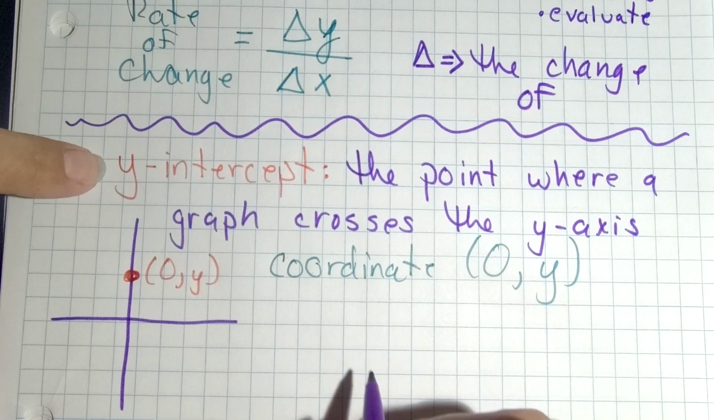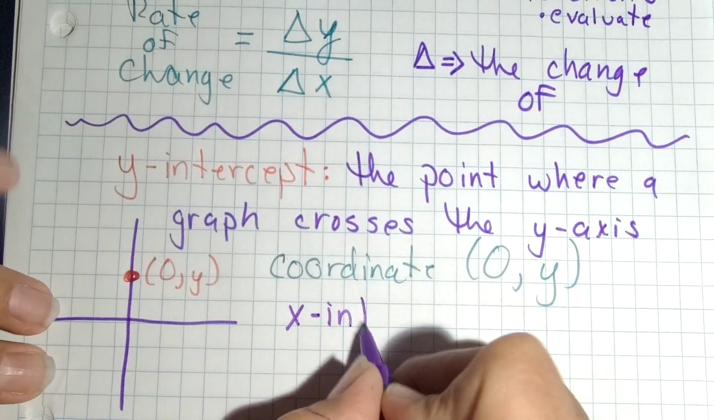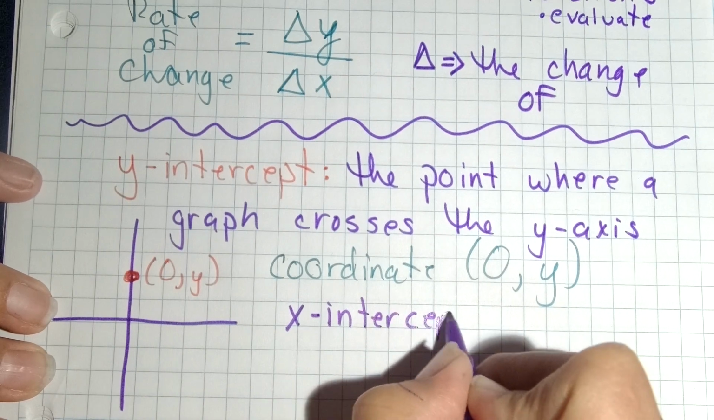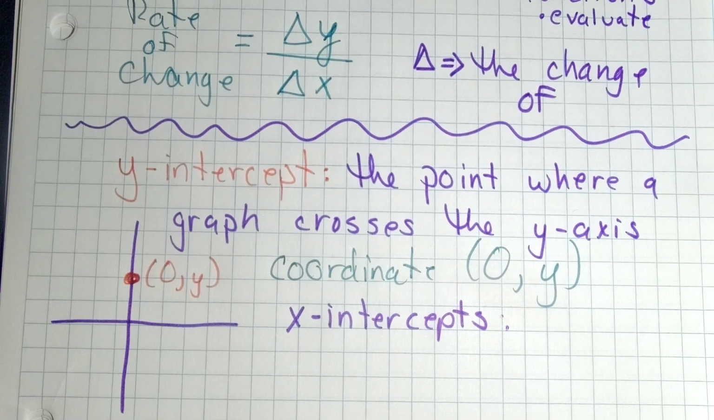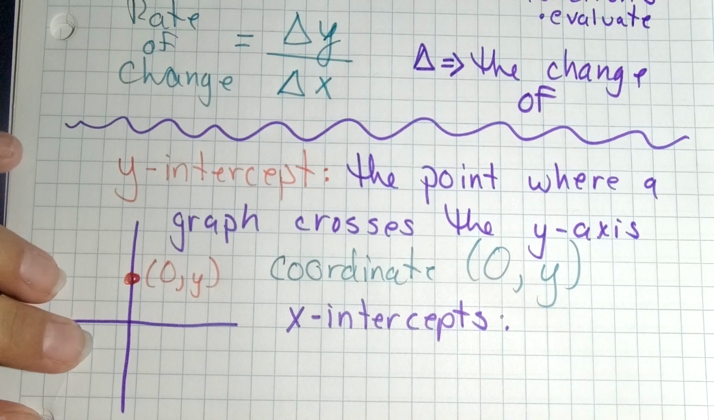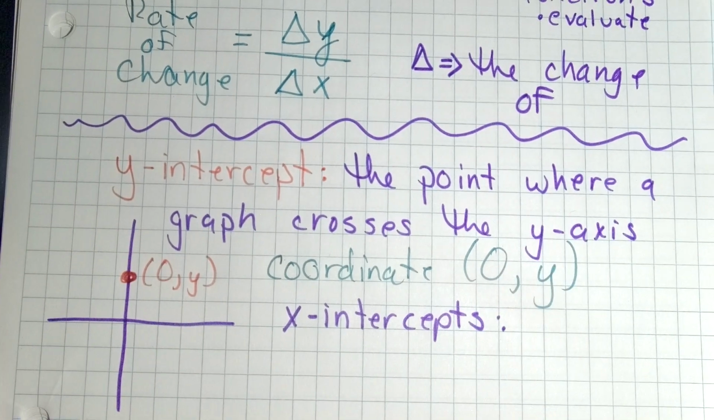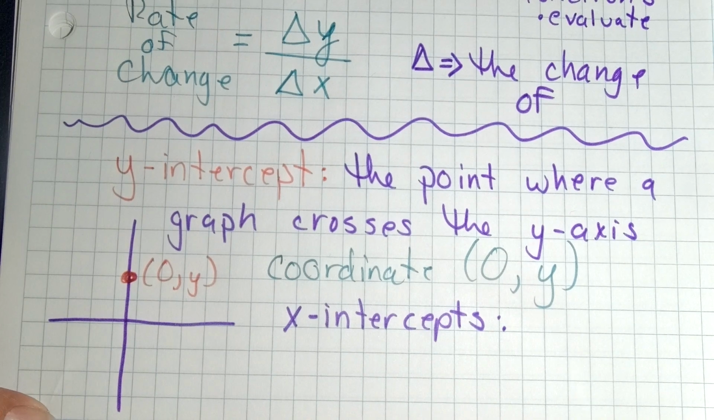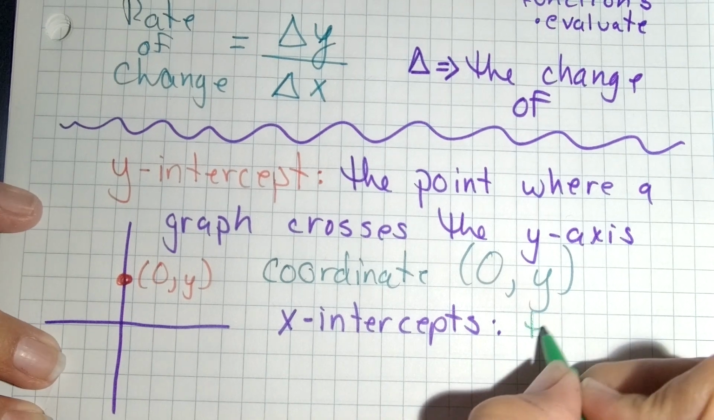So if the y-intercept crosses the y-axis, where do we think the x-intercept crosses? If the y crosses the y, where does the x cross? Yes, x-axis. Why can't we just talk louder?